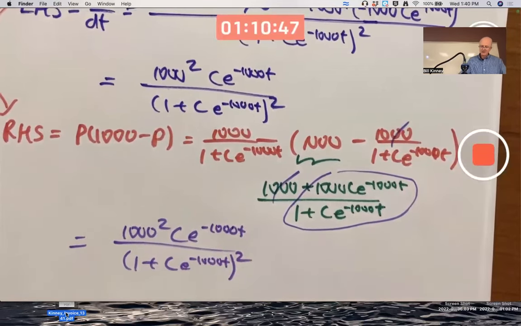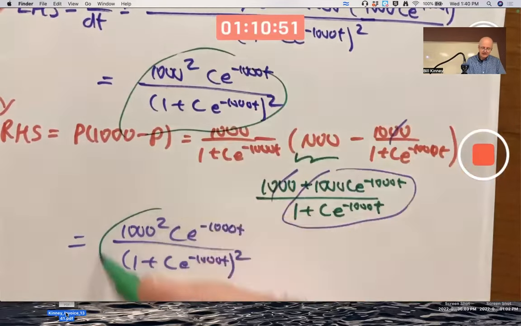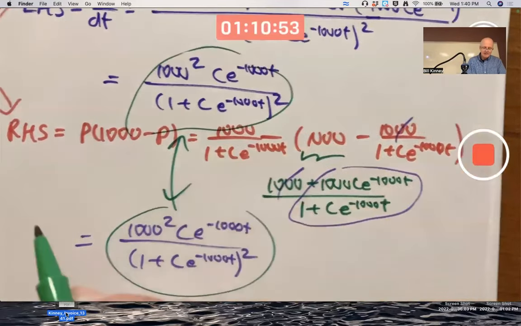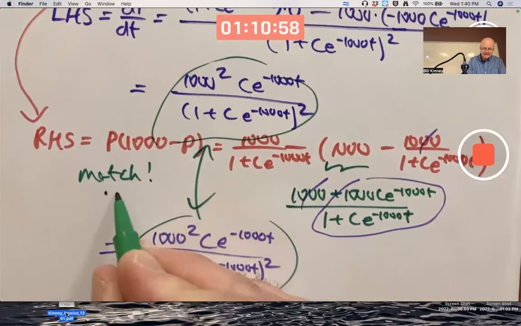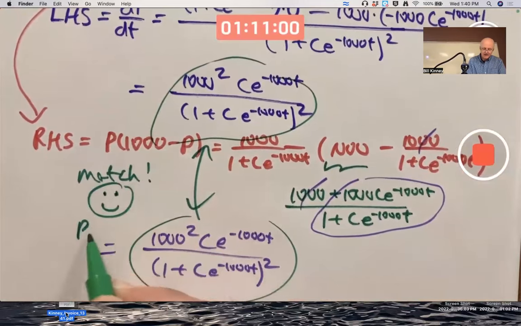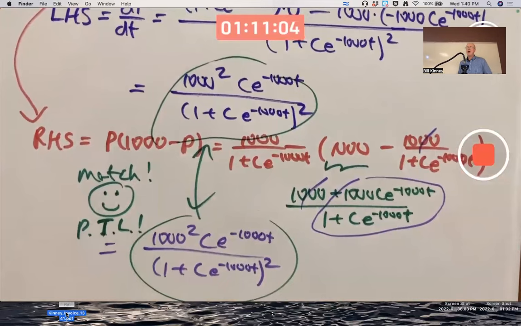We have a match. We are very, very happy. Match. Happy face. Praise the Lord. PTL. That means it solves the differential equation. And any other function that cannot be put in the form that I wrote down would not work. You could try it. Its derivative would not be itself times 1000 minus itself.